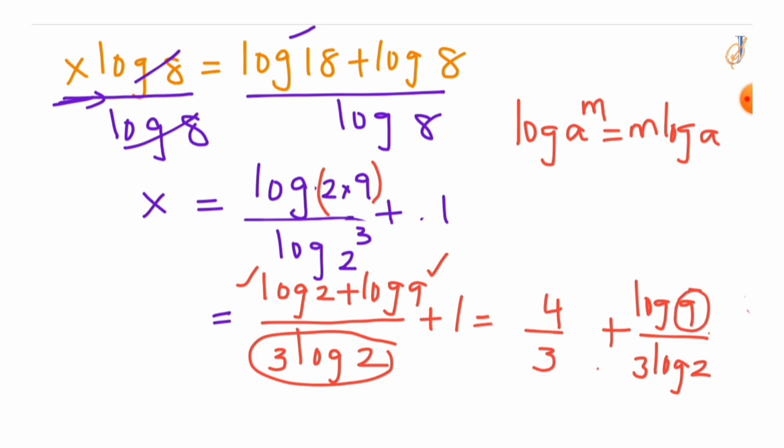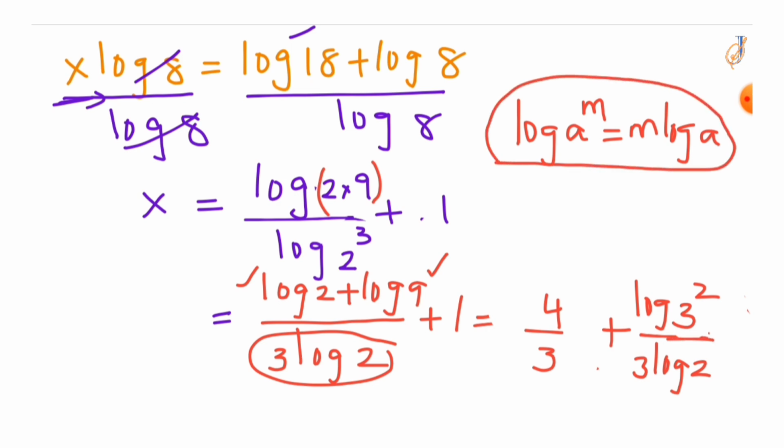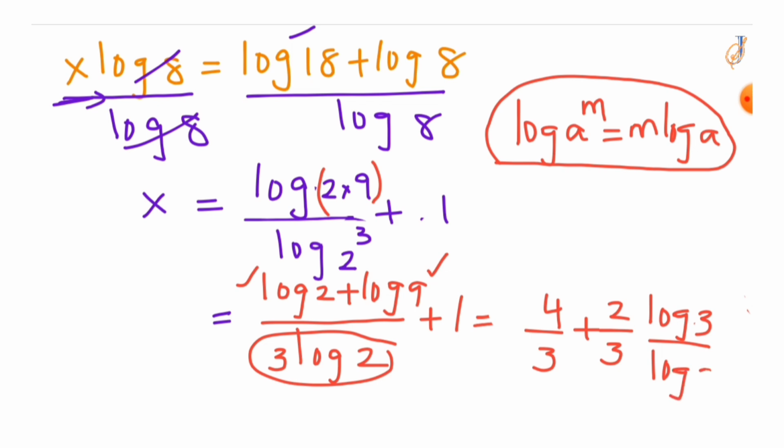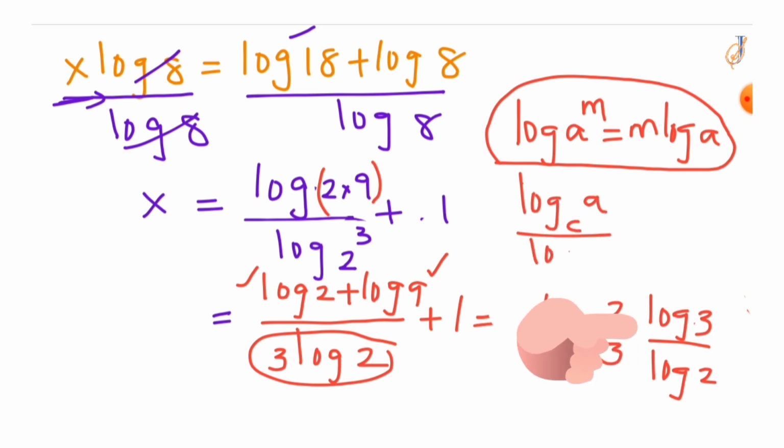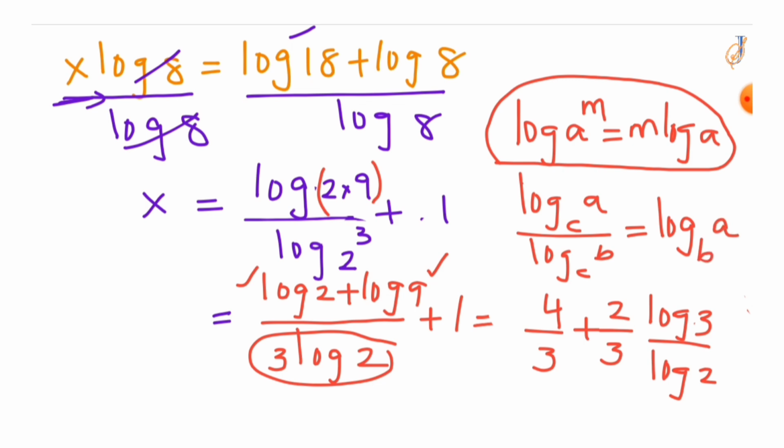This 9 we can write as 3 power 2. So now it is in the form of log of a power m. We can write it as m times log a, that is 2 times log 3. In the numerator we have 2 as a constant and in the denominator we have 3 as a constant. So we can write this as 2 over 3 times log 3 over log 2. So now observe this. Log 3 over log 2 is in the form of log a over log b, that is equal to, we can write this as log a base b.